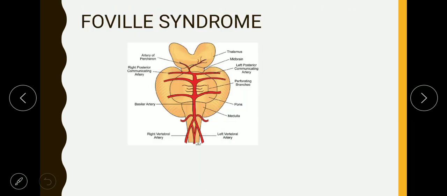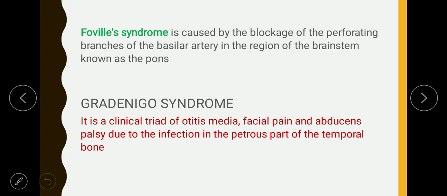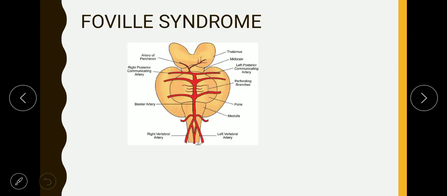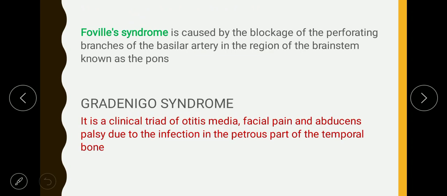The next syndrome is the Foville syndrome. The Foville syndrome is caused by the blockage of the perforating branches of the basilar artery. These are the perforating branches of the basilar artery, and when they are blocked, Foville syndrome is caused. Gradenigo syndrome is a clinical triad of otitis media, facial pain, and abducens palsy, because there is an infection in the petrous part of the temporal bone.